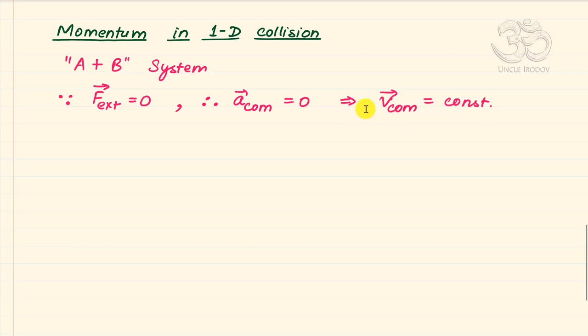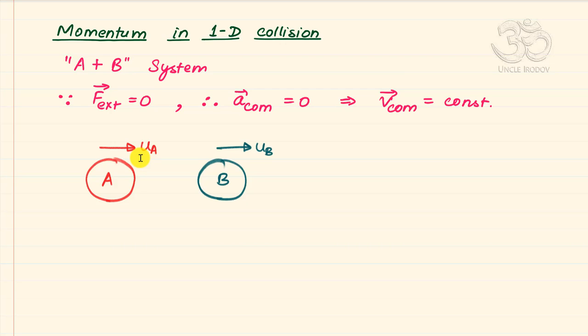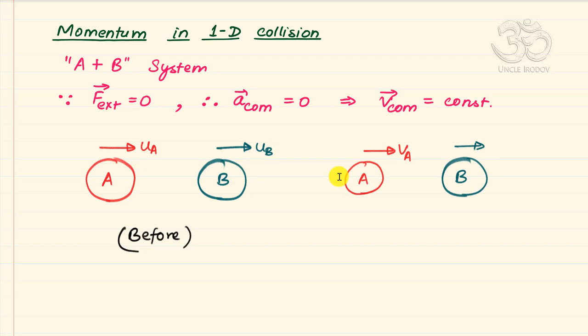Now how can I write the expression for velocity of center of mass? So let me say that in a very general sense, before the collision, A was moving with a velocity UA and B was moving with a velocity UB, let us say. This was a situation before the collision. And after the collision, maybe A starts moving with a velocity VA and B starts moving with a velocity VB, and the situation on the right is what happens after the collision.